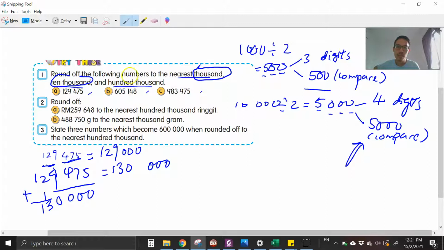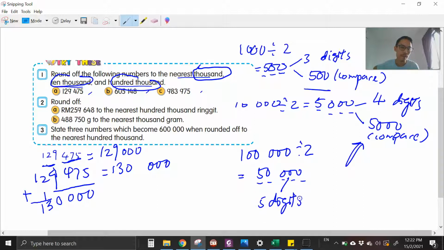Okay, then the last one is 100,000. Okay, we need to round off to the nearest 100,000. So I just write down 100,000. I divide it by 2. I get 50,000. Now this 50,000 here will tell us 2 things. The first thing, there are how many digits? 5. Second thing, you compare. Okay, later you have to compare with the numbers using 50,000.